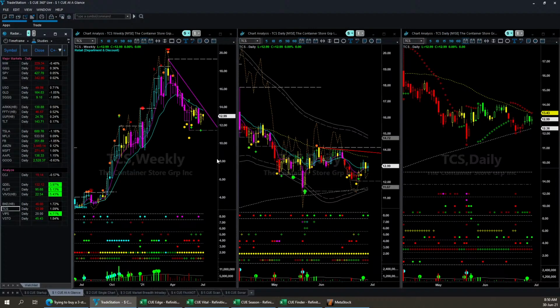Container Store, TCS, has a bullish flow, but it is not a stock in an uptrend. Bullish flow is applicable only if the stock is in an uptrend. It is in a downtrend. I'm not going to try to buy this stock now.